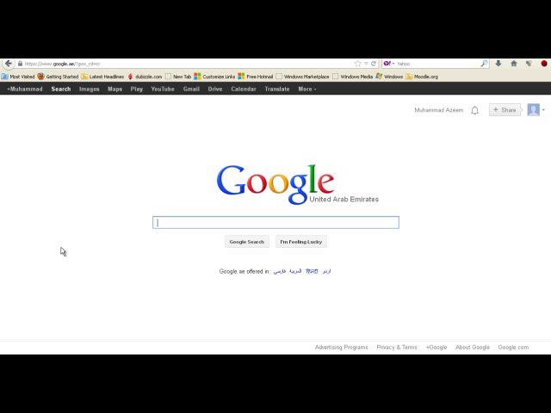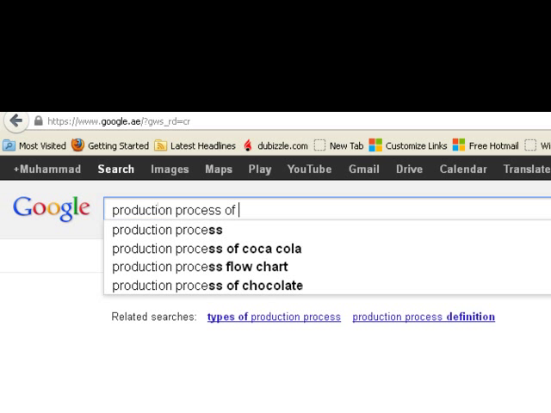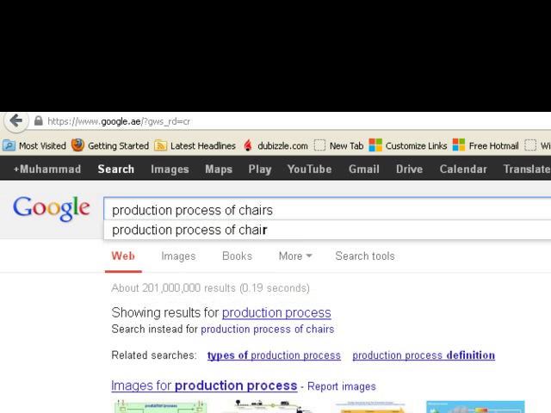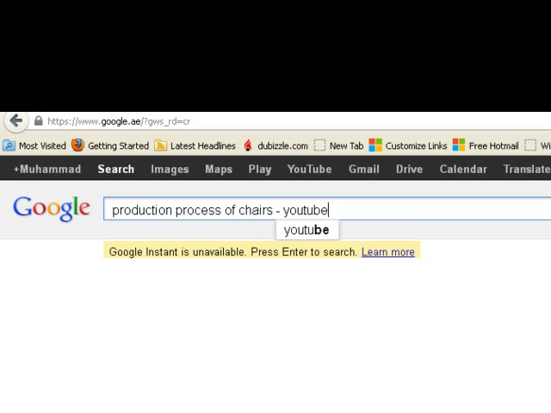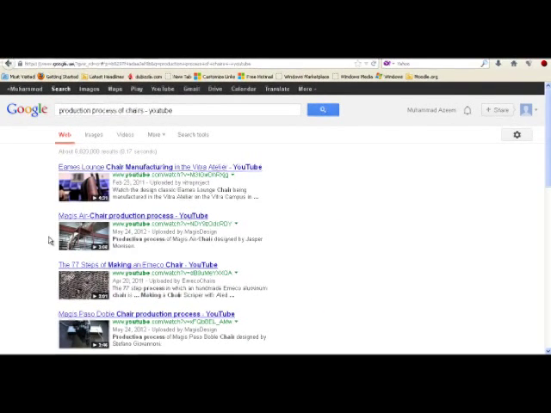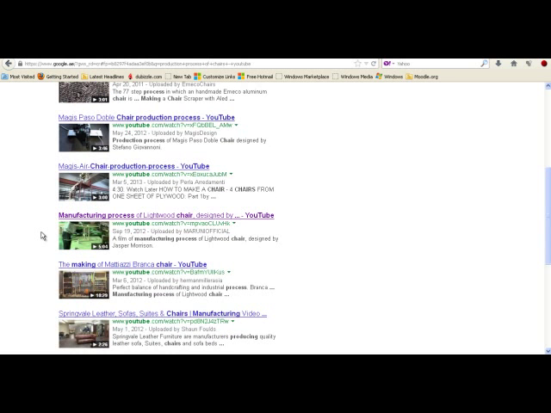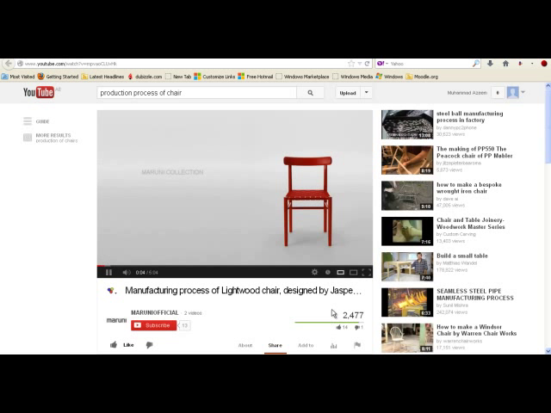Let's see a real life example about the production process. We go to Google and search for production process of chair, and we get one video here. This is the manufacturing process of a light wood chair designed by JSP.